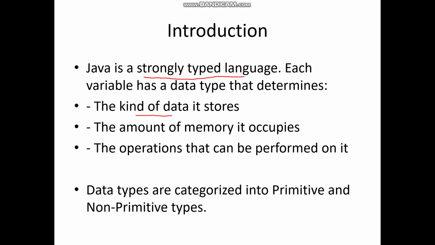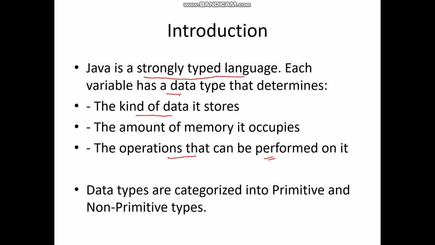The second one is the amount of memory it requires. The data type determines how much memory is required to store the corresponding variable. The third is the operation that can be performed on it. What are the operations we are doing on the corresponding variables? So the data type determines three things: the kind of data it stores, the amount of memory it has provided, and the operations that can be performed on it.